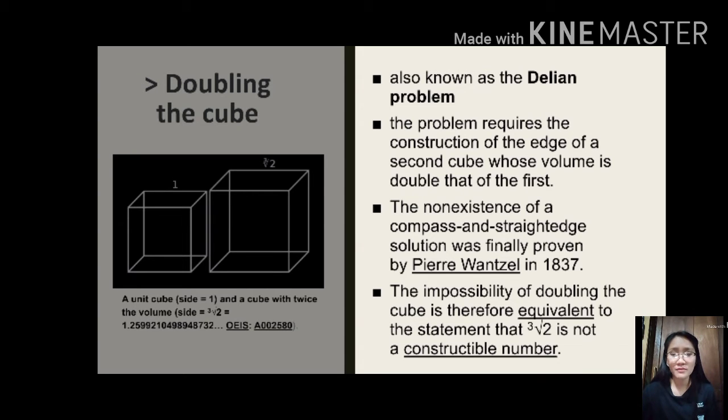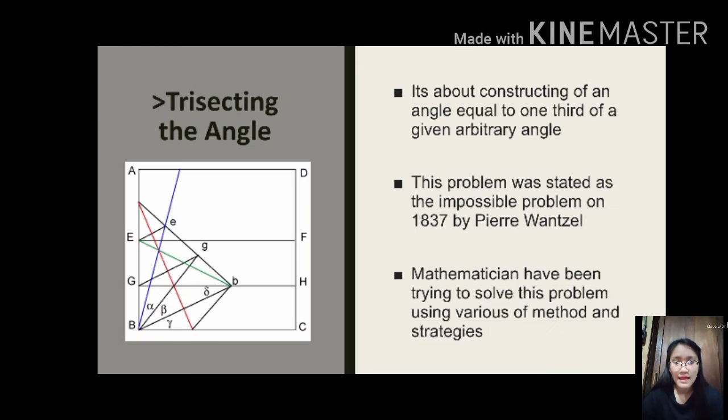The non-existence of a compass and straightedge solution was finally proven by Pierre Wantzel in 1837. In algebraic terms, doubling a unit cube requires the construction of a line segment of length x, where x cubed is equal to 2. Or we can simply write it as x equals the cube root of 2. The impossibility of doubling the cube is therefore equivalent to the statement that the cube root of 2 is not a constructible number.